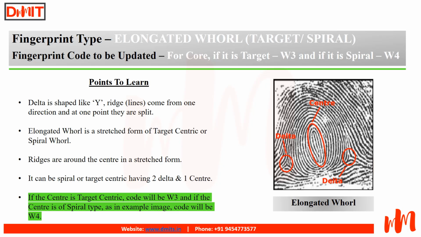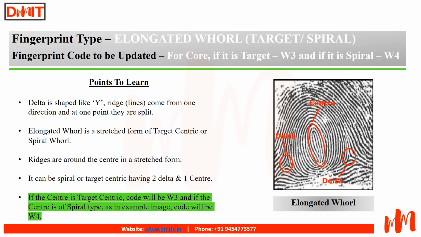The ridges are around the center in a stretched form. You can also see in the image the center is a bit elongated as compared to the previous target or spiral whorl, and the ridges are around the center because the center is in a stretched form, so the ridges are also around the center in a bit stretched form. It can be spiral or target centric, having two deltas and one center. It could be an elongated target, or it could be an elongated spiral whorl.